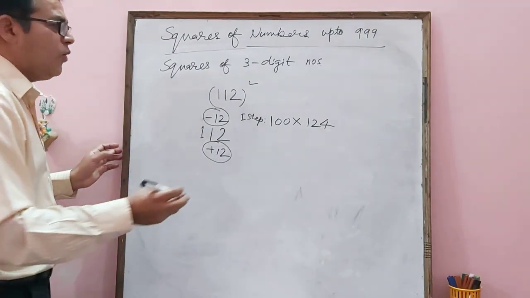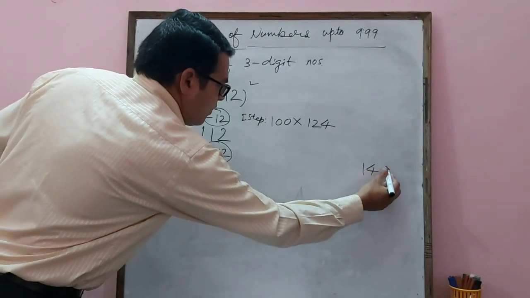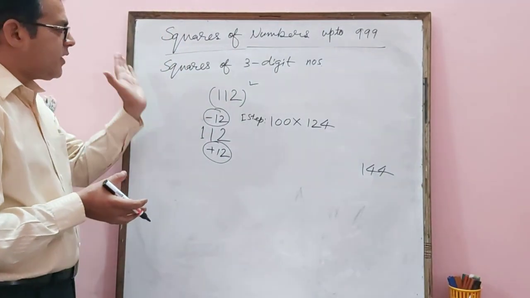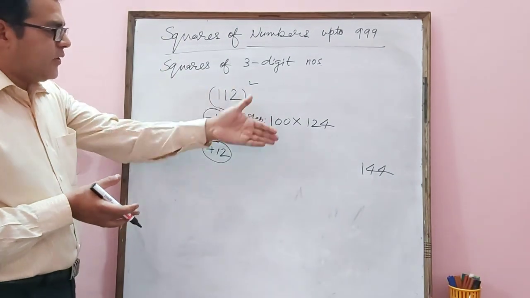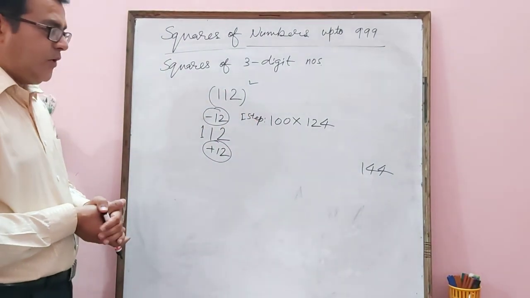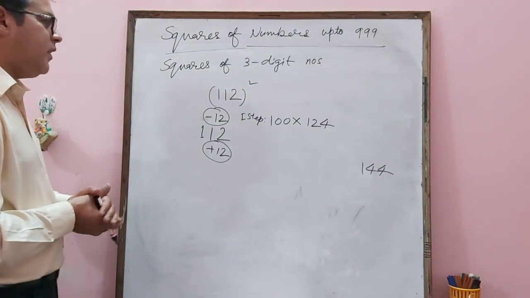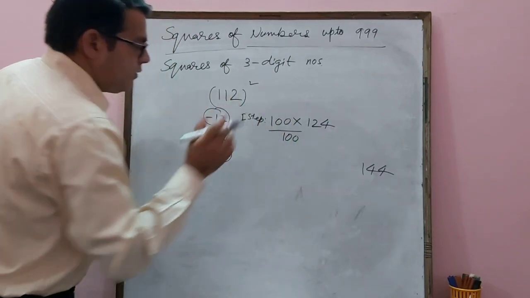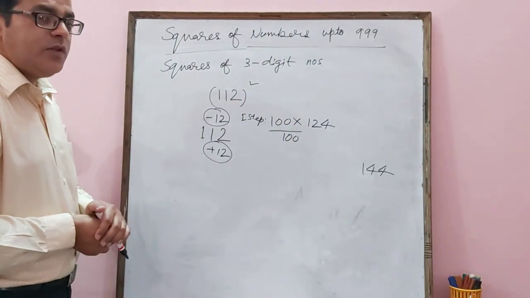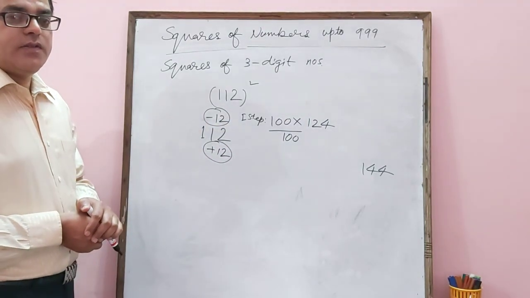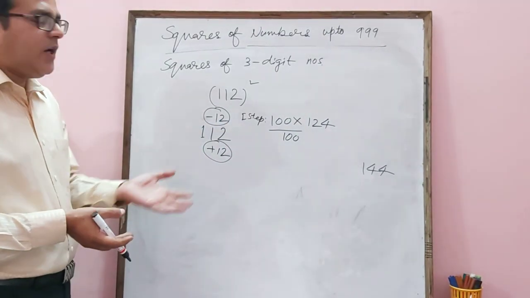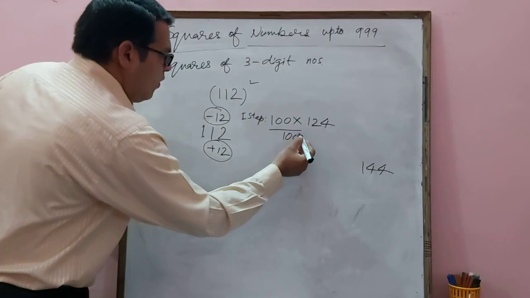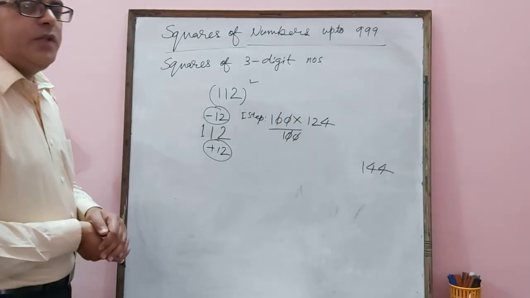Now in the second step you need to find the square of the number that we are adding or subtracting. Square of 12 we know is 144. If you don't know the square of 12, you can use the first method that I discussed. And in the second step, we have to remove these zeros. How can we remove these zeros? By dividing by 100. This is very simple. You know very well how to remove the zeros.